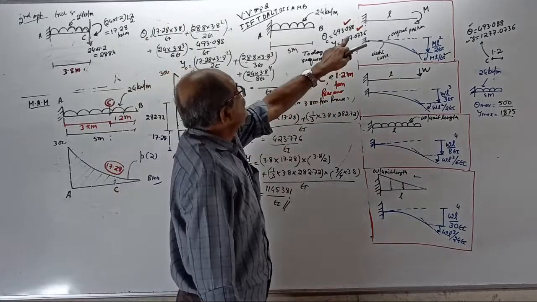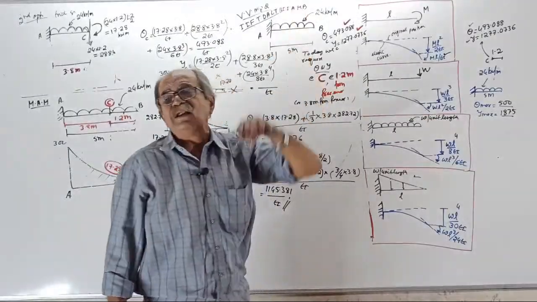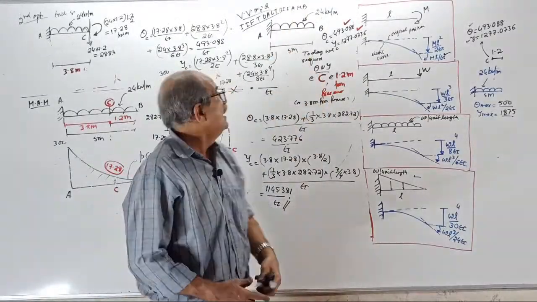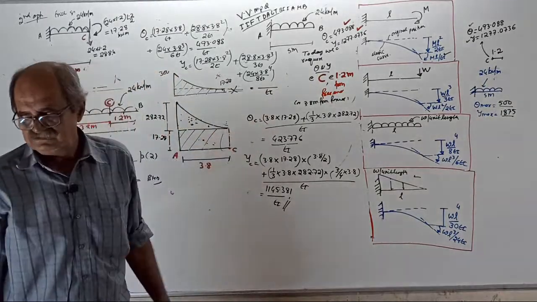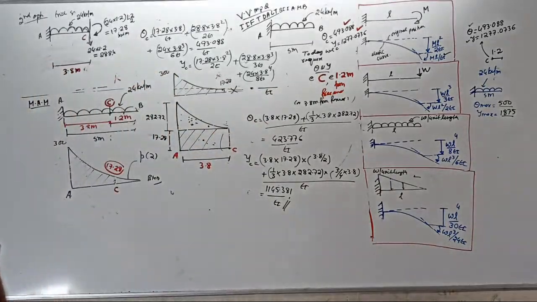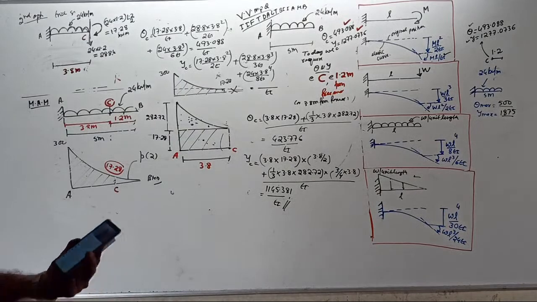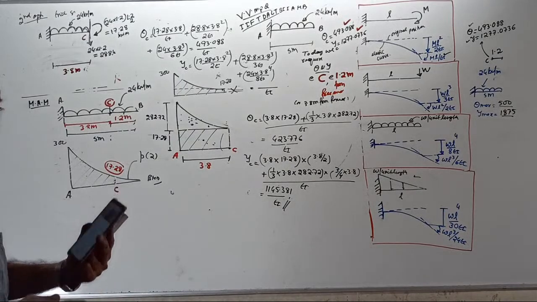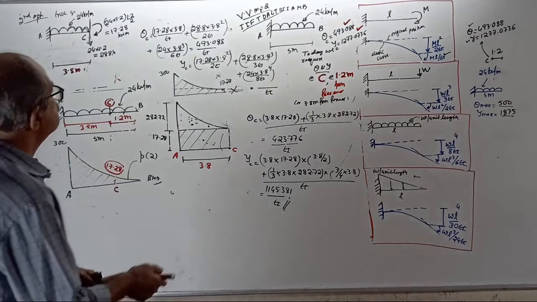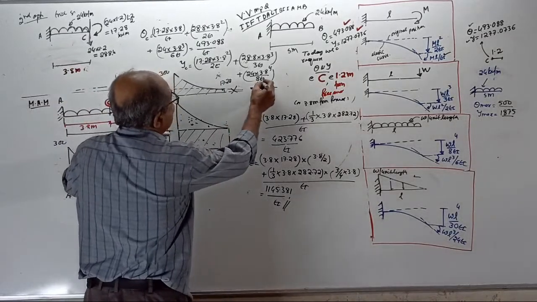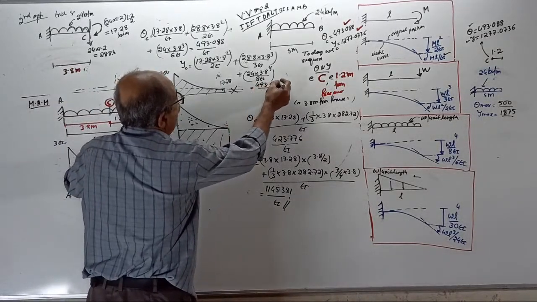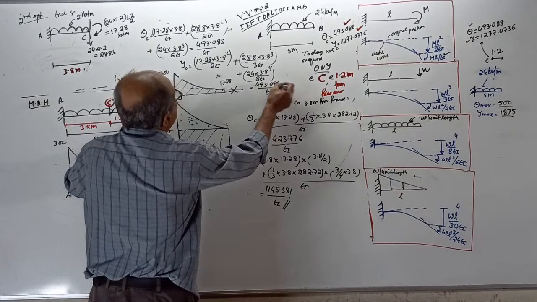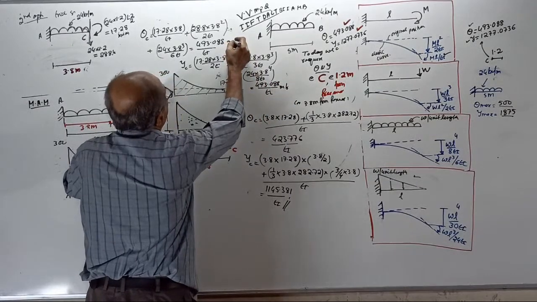This is the answer I told you by Macaulay's method. Tell now, deflection first. Answer: 493.088 by EI meter down. And the slope is that much radian clockwise.